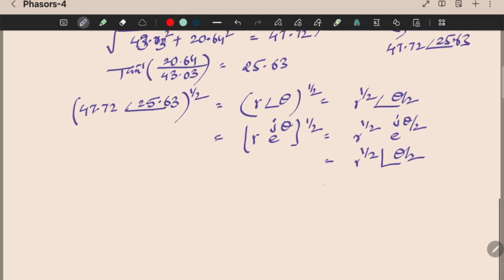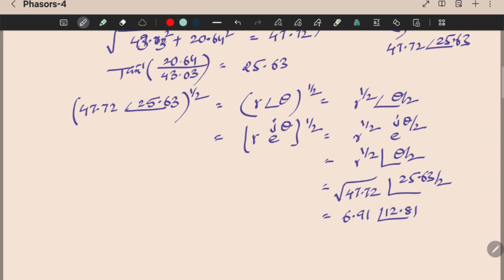So what is the final answer now? Square root of 47.72 at an angle of 25.63 by 2. This is what we need to perform. In this way you can do the calculation. So finally what will you get now? It is equal to 66.91 at an angle of 12.81. These are in degrees. Thank you.